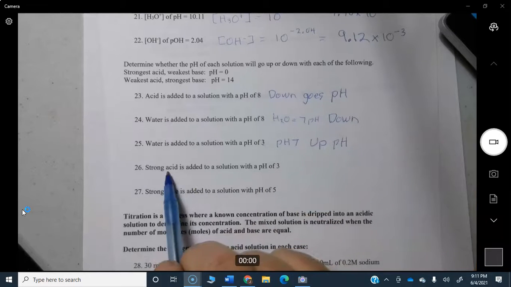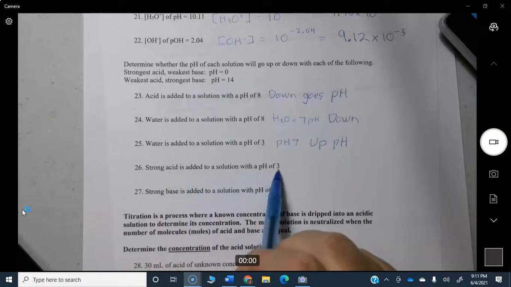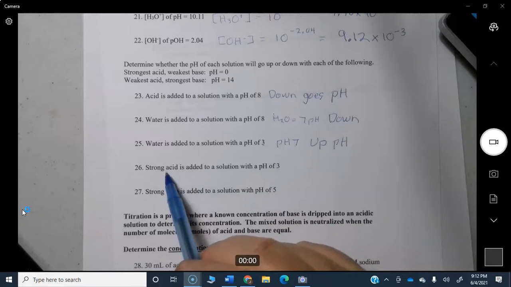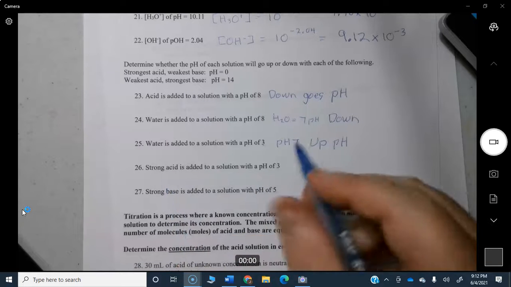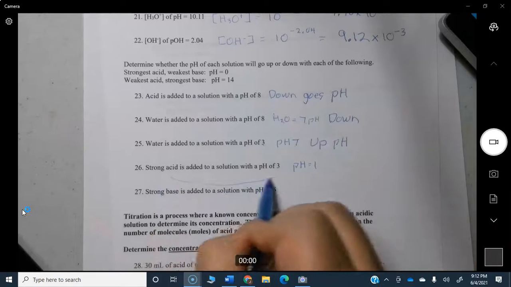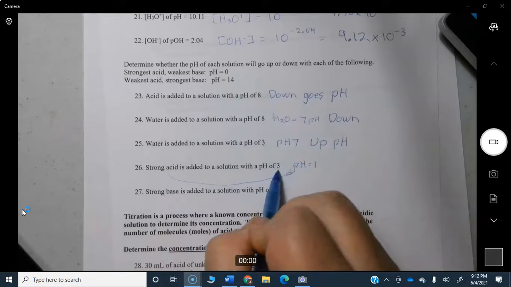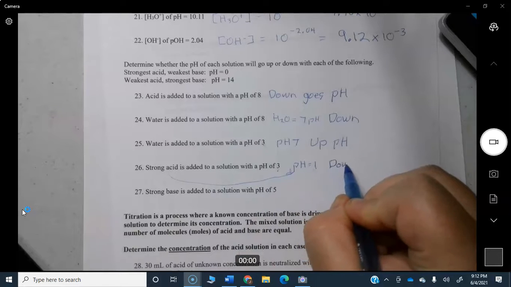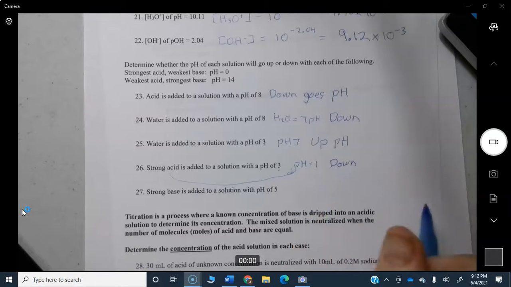Okay, strong acid is added to a solution with pH of 3. So as I said, a pH of 3 is definitely an acid. It's below 7, but it's not a strong acid. A strong acid is either 0, 1, maybe as high as 1.5 would be a strong acid. So if you add, let's just say it's a 1. If you add a pH of 1, that's the strong acid, then it's going to pull this down towards 1. So it's going to go down. The pH will go down.